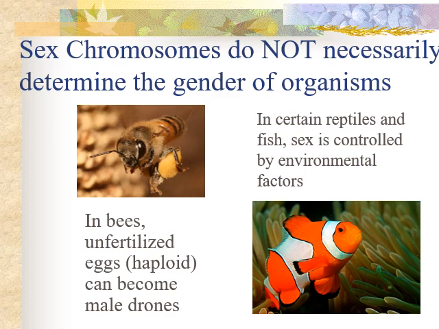In clownfish, they're protandrous hermaphrodites. They will go from being male to being female if they're placed into a single-sex environment. Alligators and crocodiles, their sex is going to be determined by the temperature at which their eggs incubate. So sex chromosomes don't play into what their sex is.